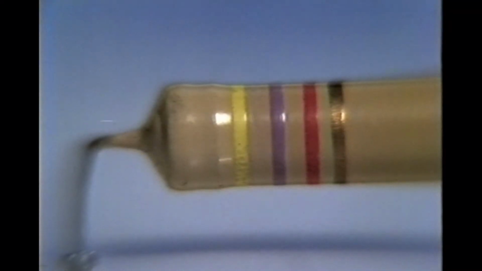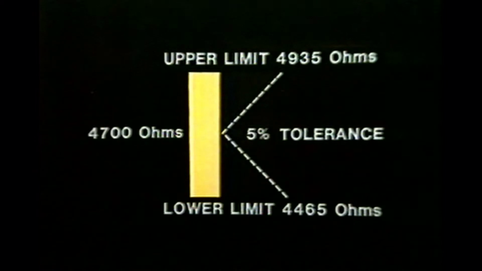The tolerance of resistors is usually expressed in percentage form and indicates the allowable range in which the coded value can be expected to be found. For example, a resistor with yellow, violet, red and gold bands in sequence is read as 4,700 ohms with a tolerance of 5%. Its value could thus be in the range 4,465 to 4,935 ohms.